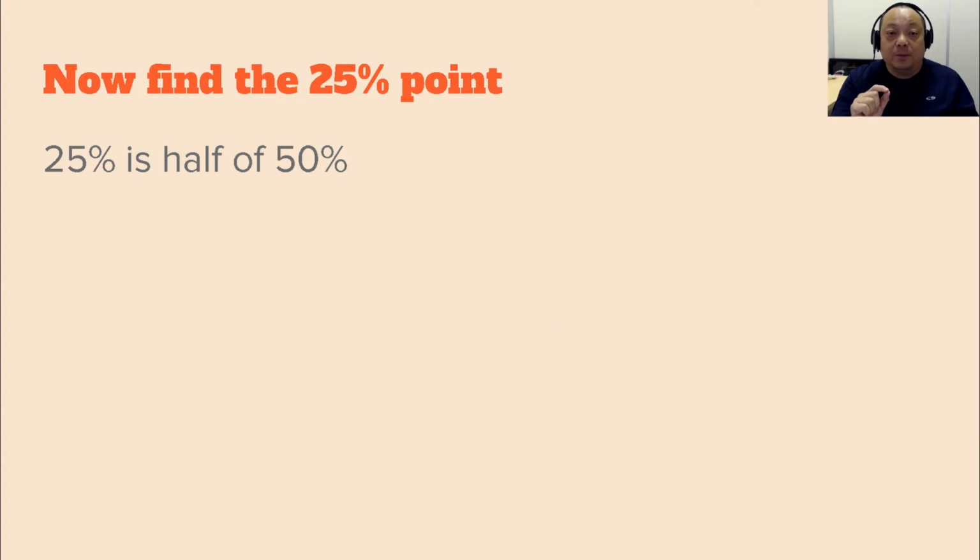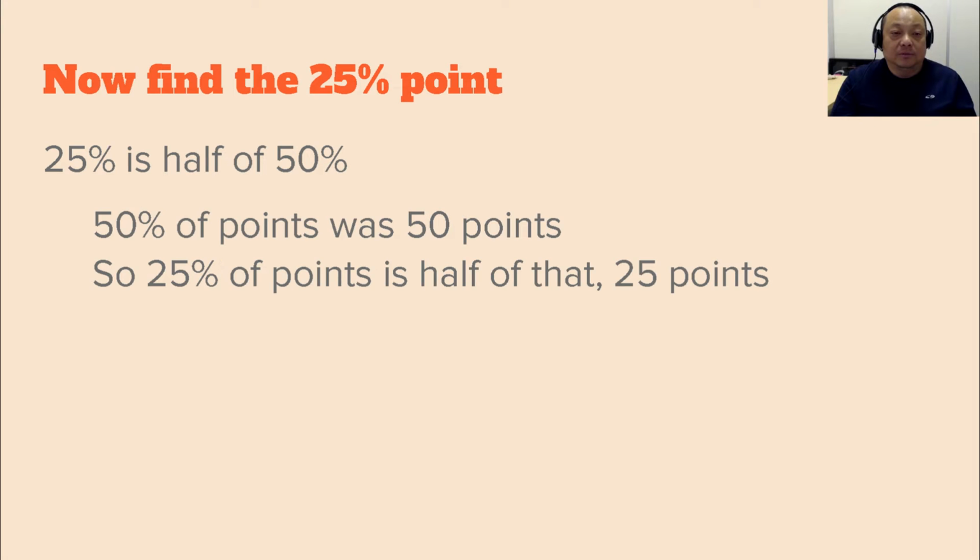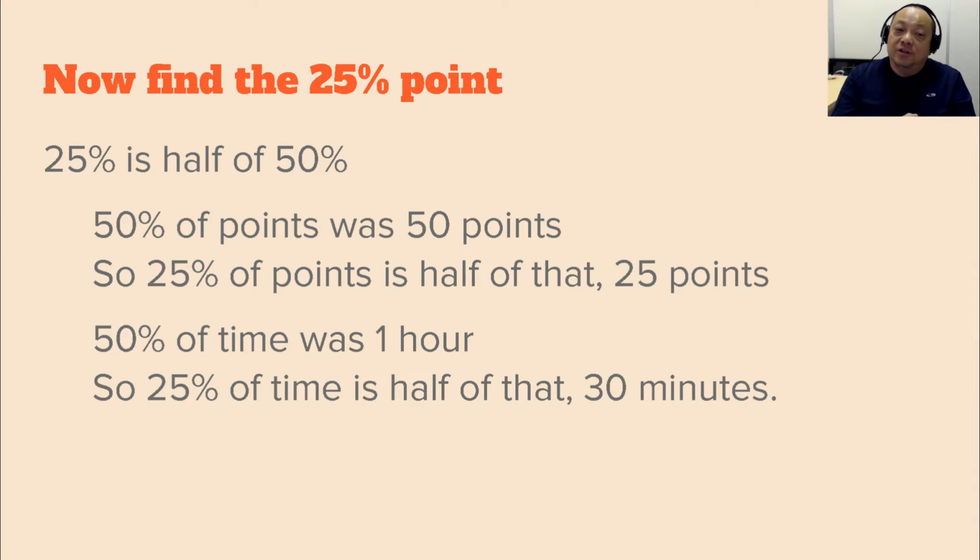Let's find the 25% point by taking half of 50%, half of half. So just go half of what we already computed. 50% of points was 50 points, so 25% of points is half of that, 25 points. In terms of time, 50% was 1 hour, so 25% of time is half of that, 30 minutes. Now we put it on the test.